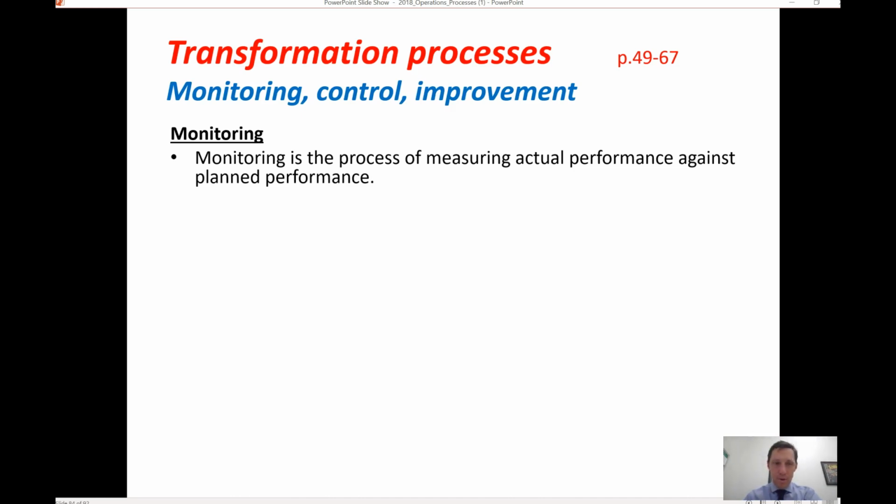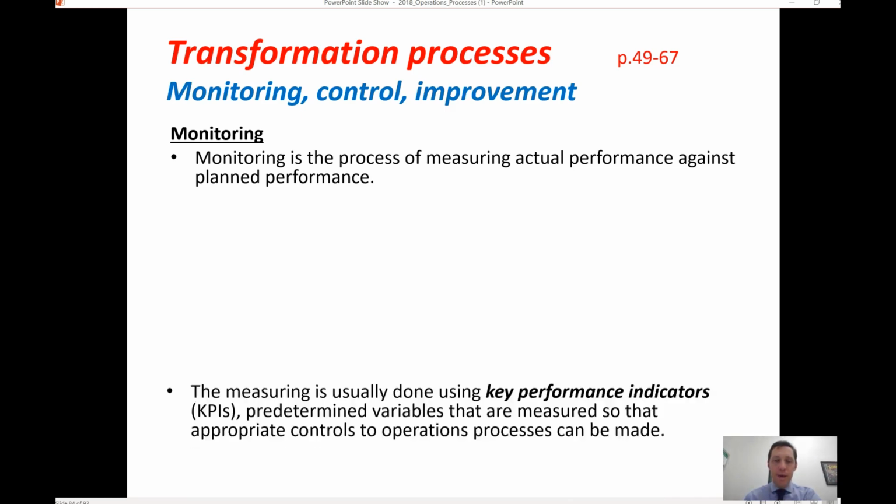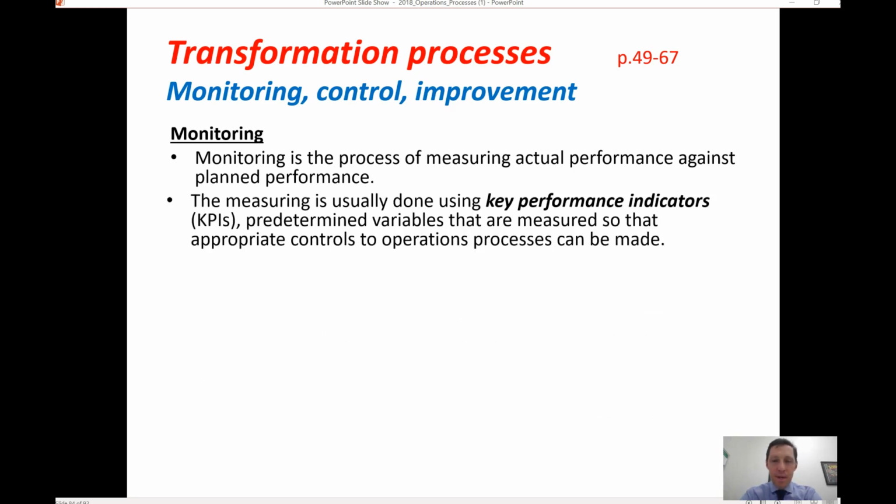So monitoring, constantly monitoring, and saying, okay, how are things going? What are we planning to occur versus what was the actual performance? And that might be done using key performance indicators or KPIs. So that's where you predetermine variables that are measured so that appropriate controls and processes can be made. So for example, a KPI could be for every 1,000 bottles of Coca-Cola that we're going to make, we would expect that 2 would need to be discarded. Or for every 1,000,000 Coca-Cola bottles, we would expect that the time to make them might vary by 1 minute either side, plus or minus. That might be a KPI.